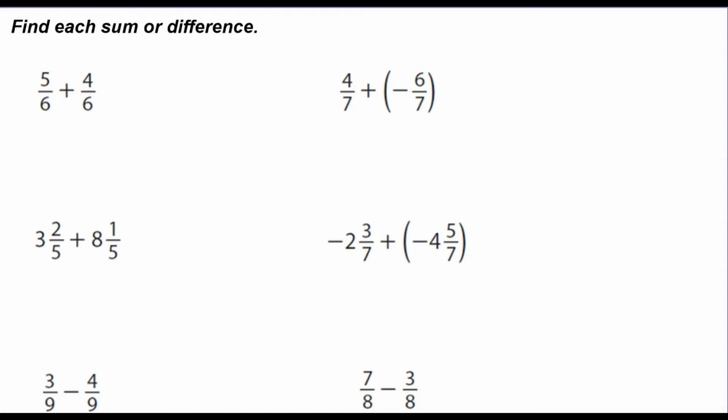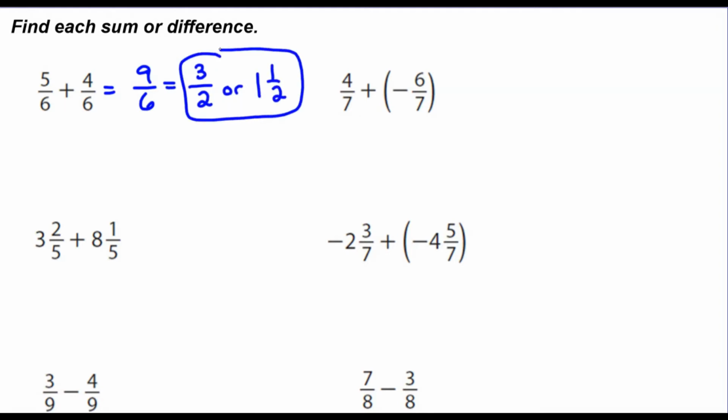First one, 5/6 plus 4/6. This one's pretty straightforward. Just going to add those numerators together and get 9/6. And as always, we want to simplify our fractions, and this in simplest form would be 3/2, or as a mixed number, 1 1/2, and there's your result.